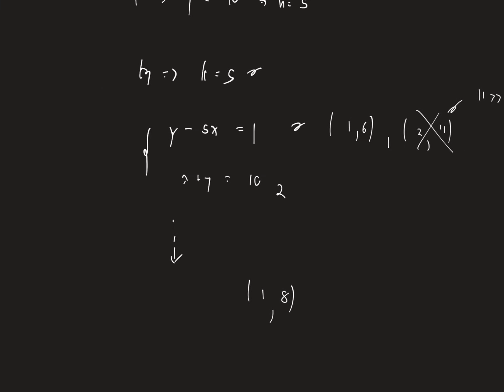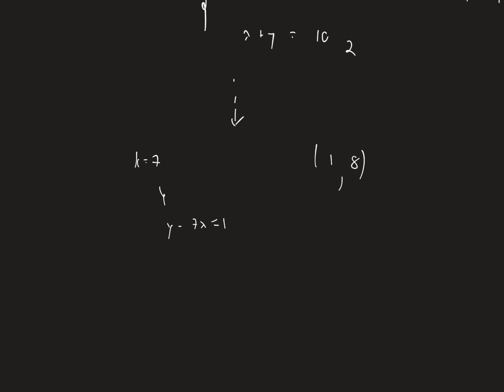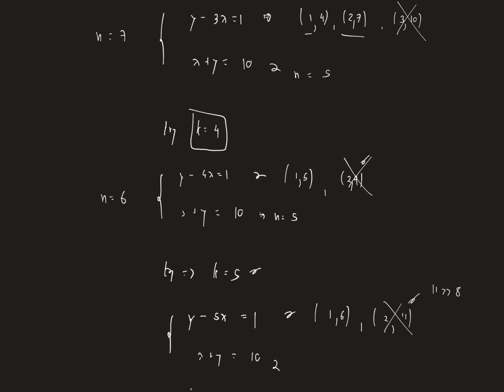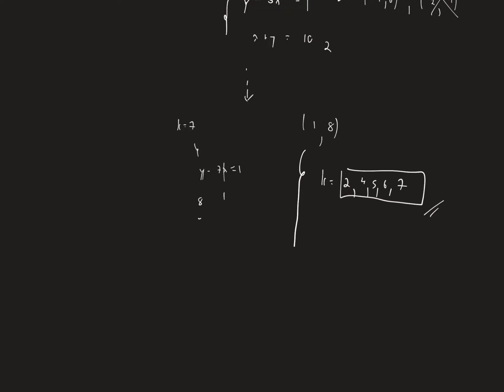So 1 and 8 will happen when k equals 7, because the equation will be y minus 7x equals 1, and we substitute y as 8 and x as 1, correct? So possible values of k are 2, 4, 5, 6, and 7. So there are only 5 possible values of k. So if we continue from here, for example, 1 and 9, well, 9 is not in the set, so this is not correct.